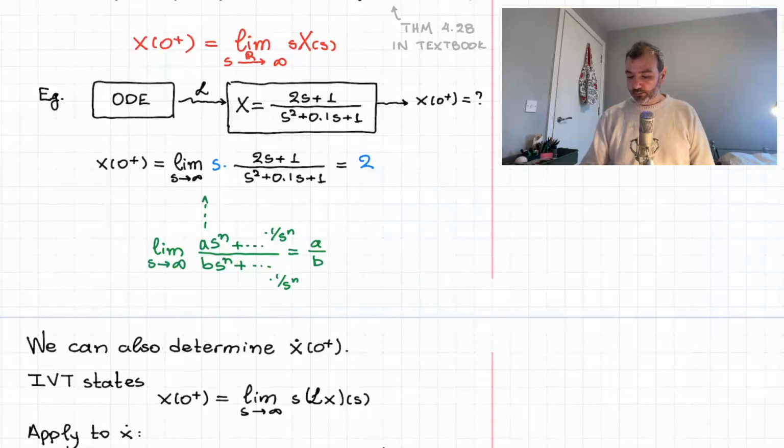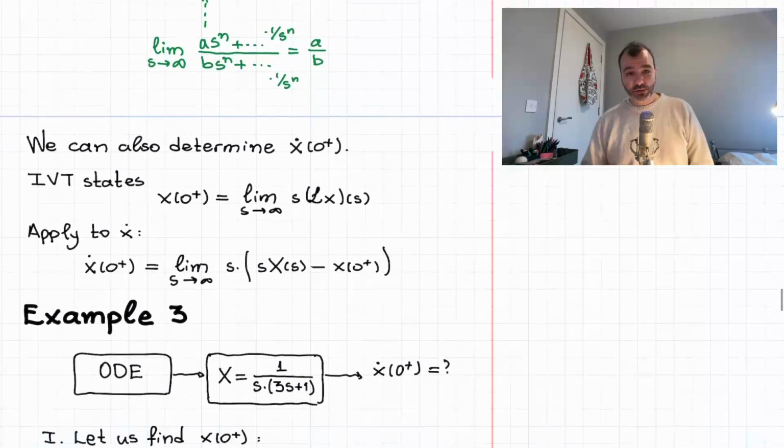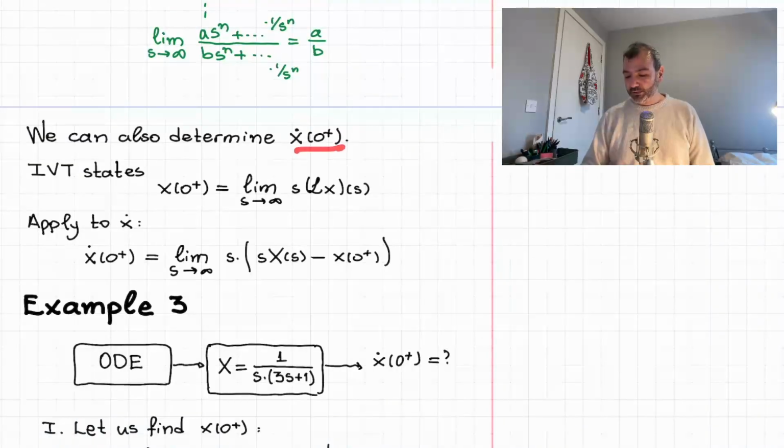So with this theorem, with the initial value theorem, we can determine x at 0 plus. But we can use also the same theorem to determine x dot at 0 plus. The initial value theorem says that x at 0 plus is the limit as s goes to infinity of s times the Laplace of little x. Well, let's take this formula and apply it to x dot. Then we have x dot at 0 plus is the limit as s goes to infinity of s times the Laplace of x dot. And we know this is s times x minus x at 0 plus.